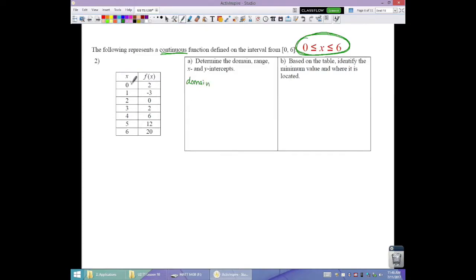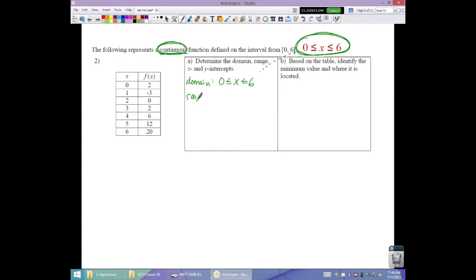All right, our domain is everything from 0 to 6. Do we have values in between the ones shown here? The natural numbers that we see, or the whole numbers we see in that table? Yes, and we know that just because we're told it was continuous. So the domain is everything from 0 to 6. Should look familiar.